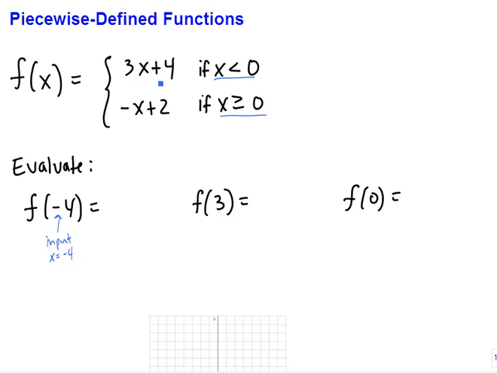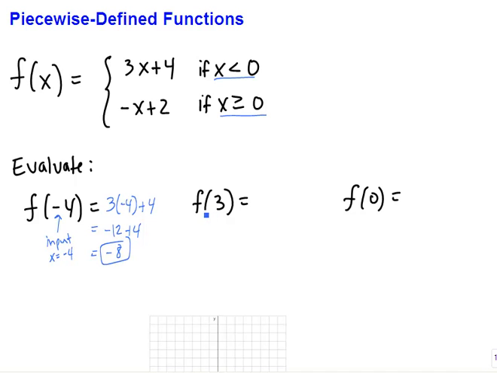And so we're going to use 3x plus 4 and substitute in negative 4 for this x. So this is going to be 3 times negative 4 plus 4, which simplifies to negative 12 plus 4, or negative 8.